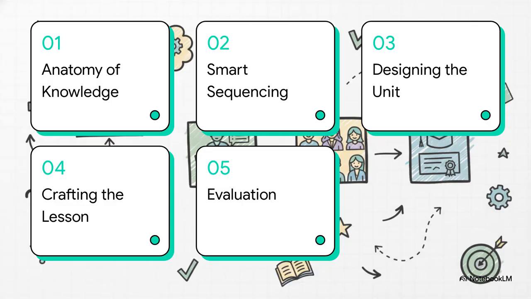So here's our roadmap. We're going to start with the raw materials, the knowledge itself. Then we'll figure out how to put it in the right order, design the main blueprint, craft the daily work order, and finally, run a quality check to make sure the whole thing works.